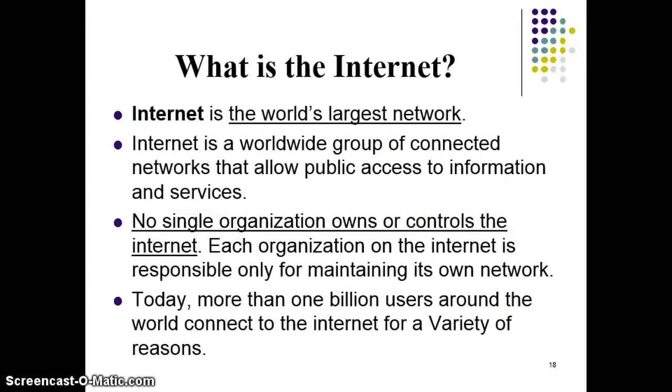So what is the internet? The internet is the world's largest network. It is a worldwide group of connected networks that allow public access to information and services. No single organization owns or controls the internet. Each organization on the internet is responsible for only maintaining its own network. Today, there are 1 billion users around the world connected to the internet for a variety of reasons.